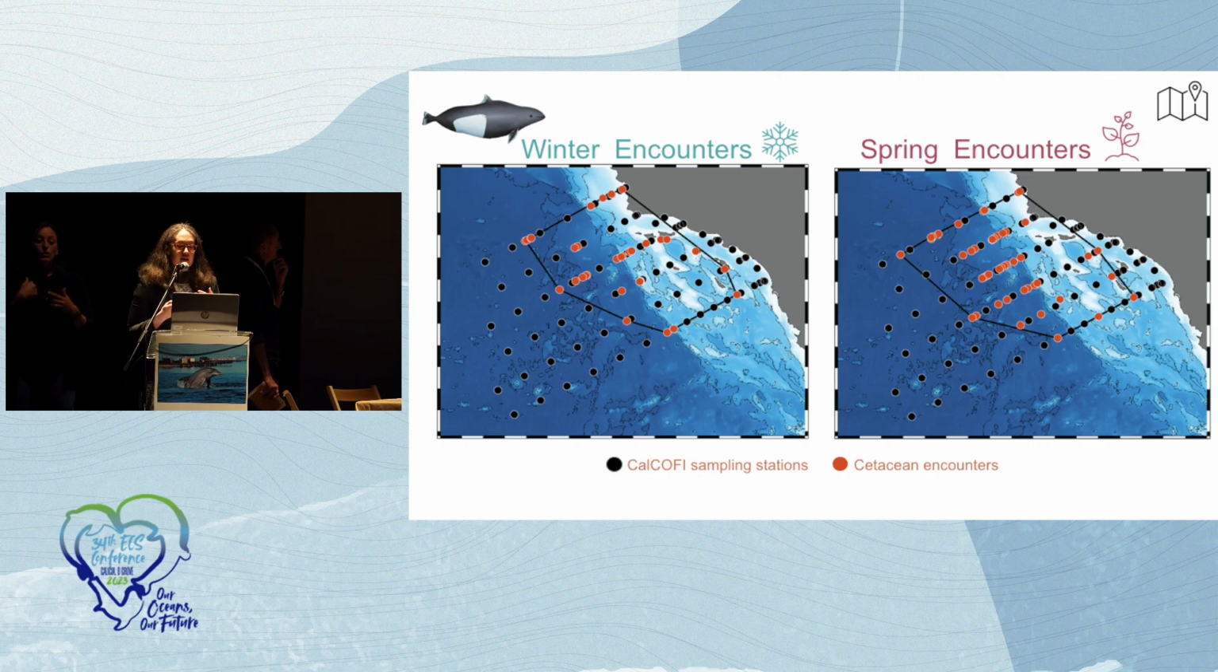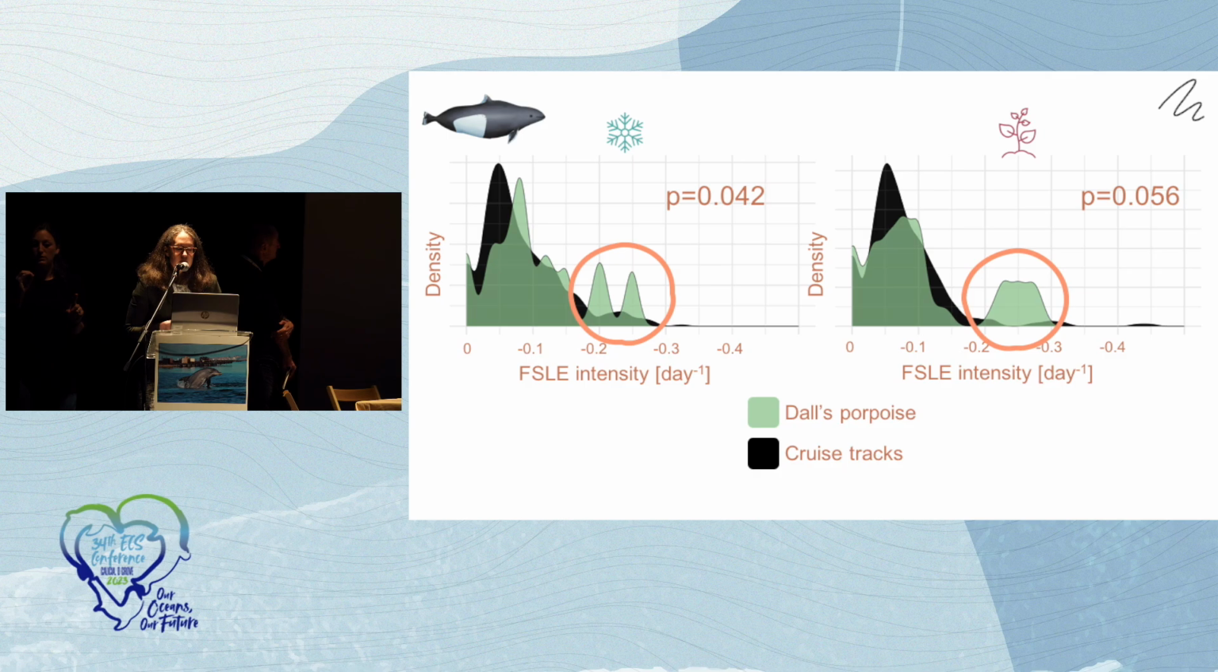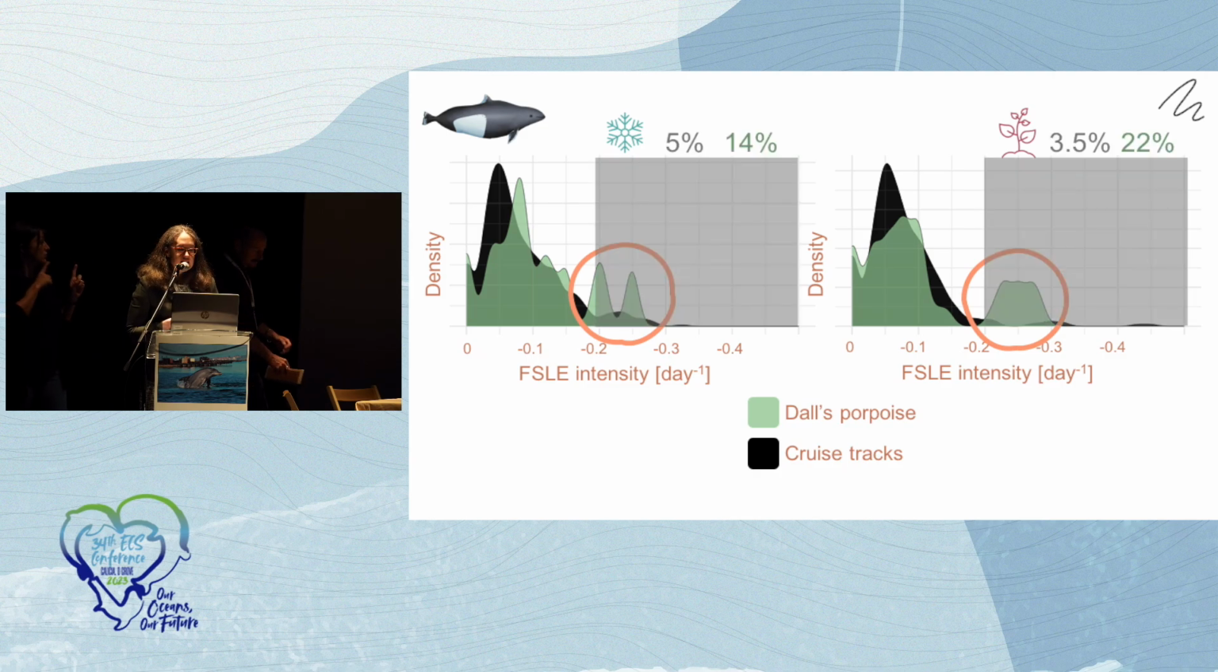So we wanted to look at Dall's porpoise with mesoscale features to see if that could be influencing their presence in the region. And what we found is that in both seasons, spring and winter, Dall's porpoises are associated with stronger FSLE intensities. In particular, these very strong FSLE intensities here. Now, these are very rare in our data set. During the winter, only about 5% of the cruise track locations occur at this intensity or greater, compared to 14% of Dall's porpoise encounters. And in spring, that difference is even more stark, from 3.5 to 22%. So we know that they're targeting these features.